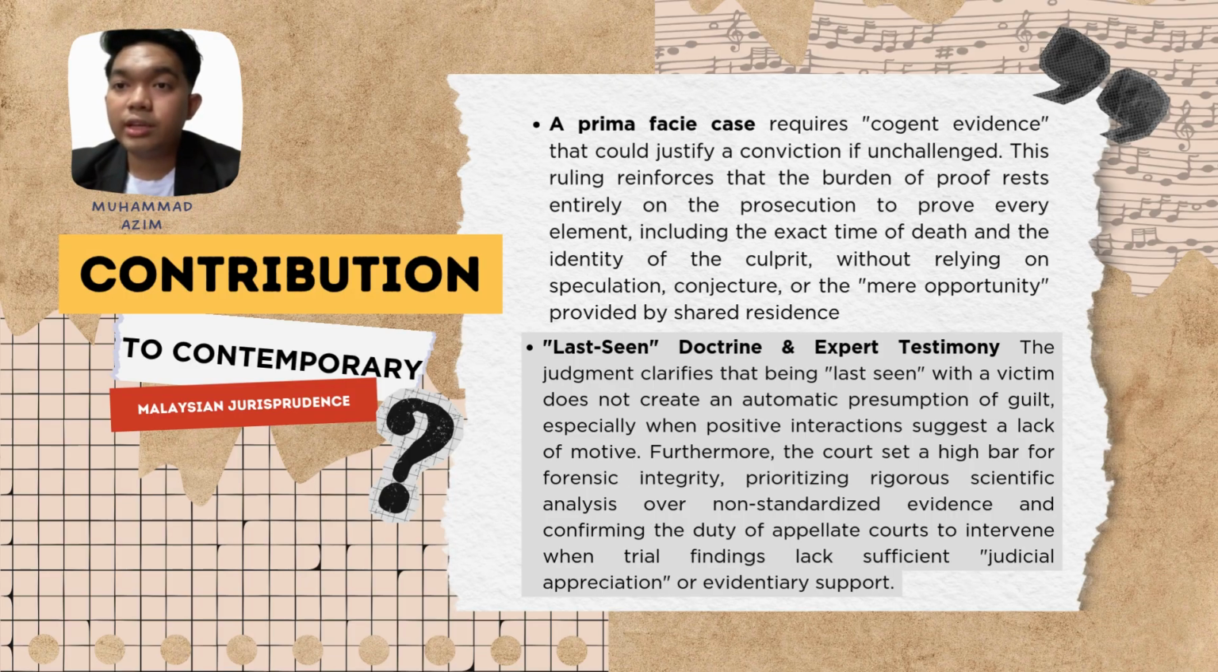Furthermore, the court set a very high bar for forensic integrity. It prioritized standardized, rigorous scientific analysis over flawed and non-standardized evidence. Most importantly, it confirmed that the appellate court must intervene if a trial judge failed to properly appreciate the evidence. This preserves the integrity of our entire criminal justice system by ensuring that no conviction is based on weak signs or lack of evidence.